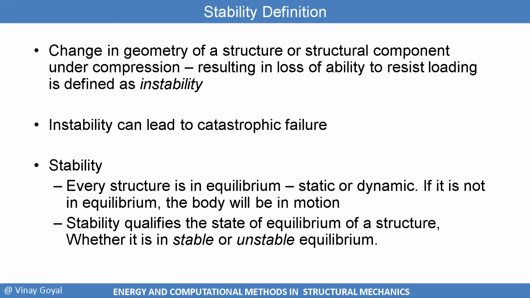What is the definition of stability? Changing the geometry of a structure or structural component under compression, resulting in loss of ability to resist loading, is defined as instability. So again, the loss of ability to resist that loading we define as instability. Instability is a catastrophic failure mode, but you could also have stability. Every structure is in equilibrium, static or dynamic. If it is not in equilibrium, the body will be in motion. Stability qualifies the state of equilibrium of a structure, whether it's stable or unstable.